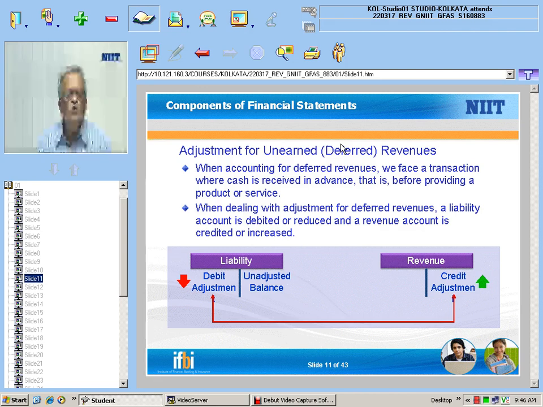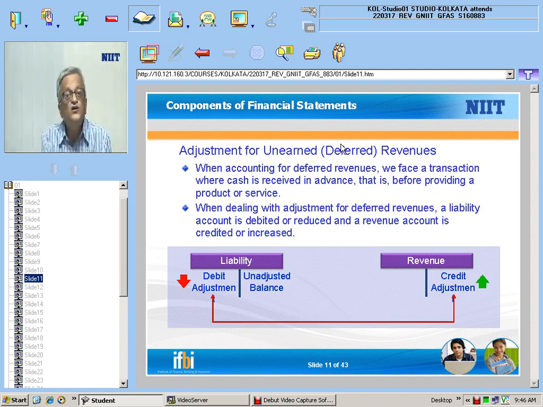So what do we do? When money is received in advance, goods have not been sold, service has not been provided, but money has been received in advance. This money cannot be taken to the income account. It has to be kept separately in the liability account, under the head unearned revenue. So you can see on the right side of the liability account, the unadjusted balance. This is the unearned revenue.